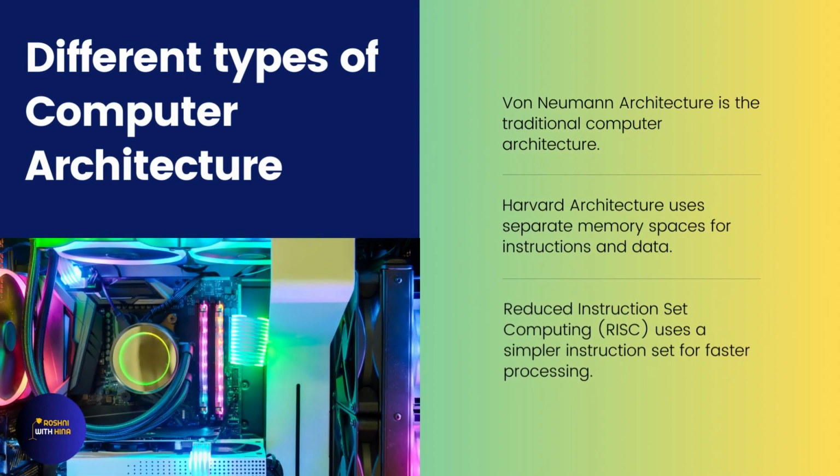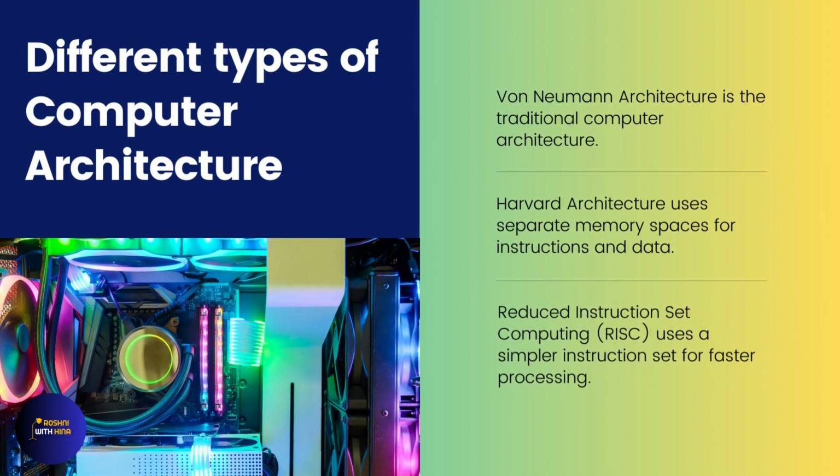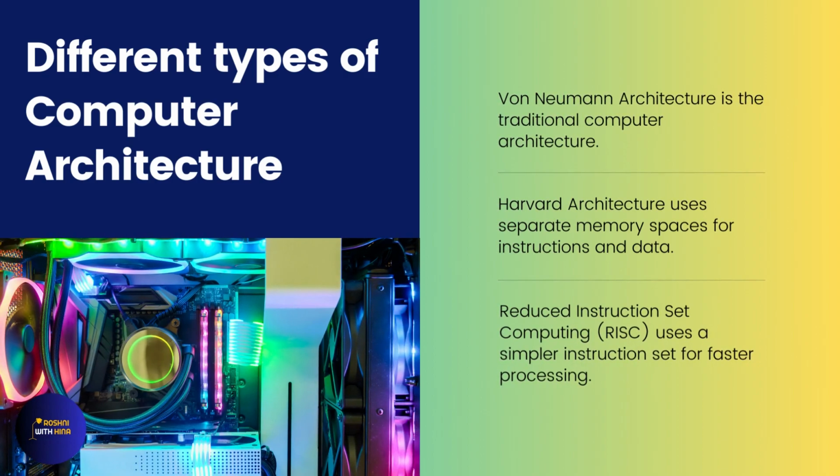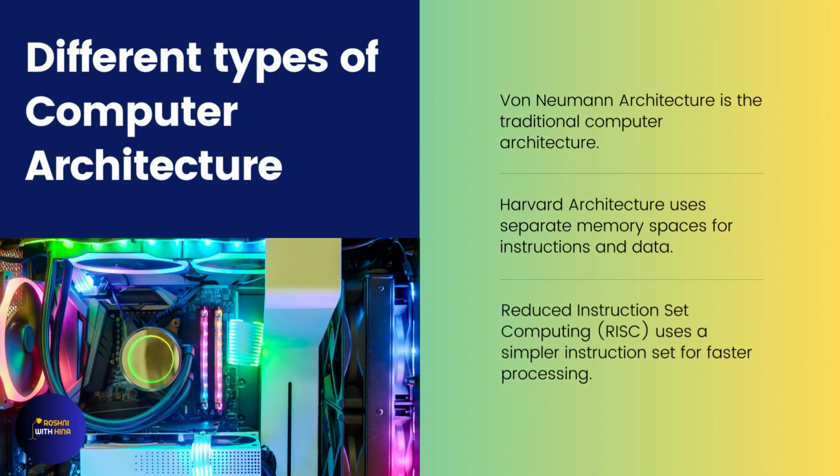Different types of computer architecture. Von Neumann architecture is the traditional computer architecture. Harvard architecture uses separate memory spaces for instructions and data. Reduced Instruction Set Computing, RISC, uses a simpler instruction set for faster processing.